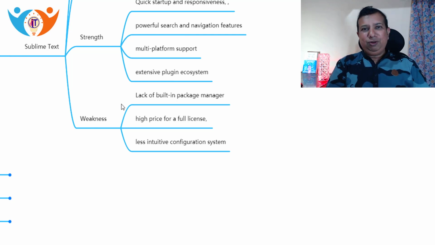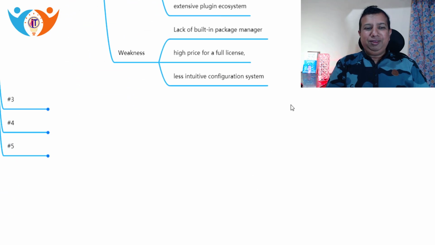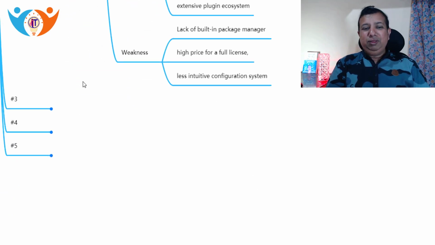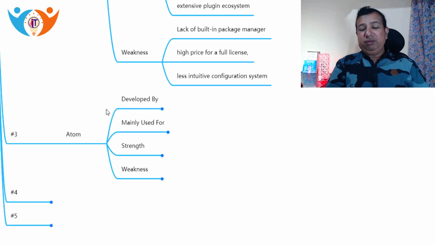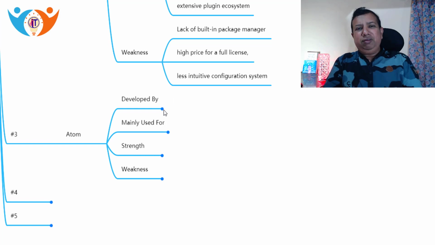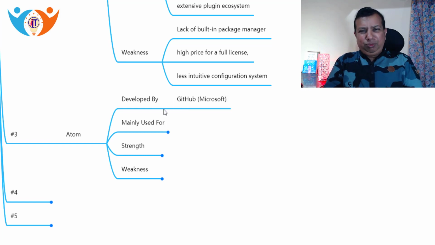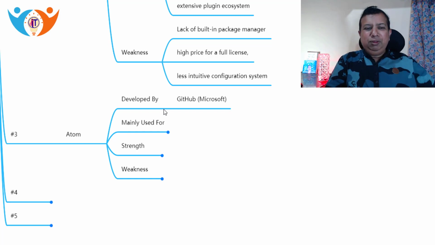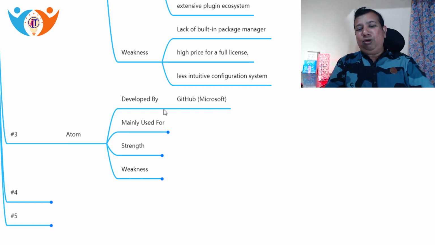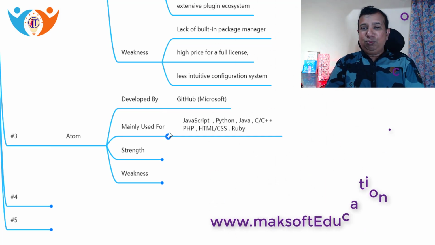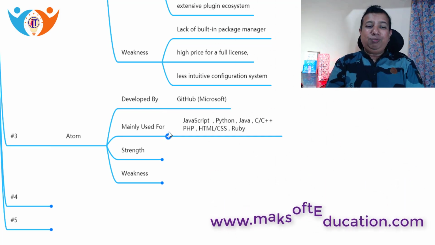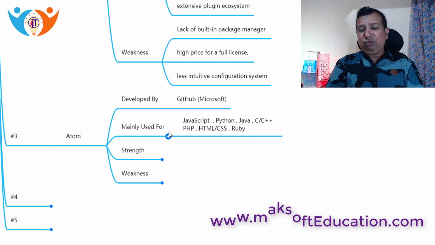Now the third top code editor is Atom. Atom is a very important code editor and it is developed by GitHub and it's a part of Microsoft. So it is similar to VS Code because VS Code is also developed by Microsoft. But Atom is mainly used for JavaScript, Python, Java, C++, PHP, and also it is useful for HTML scripts. The strength of Atom is it is highly customizable.